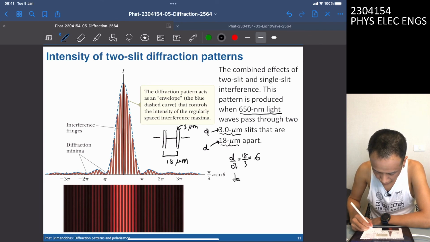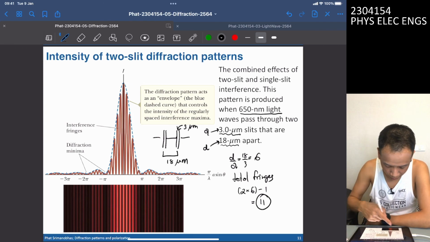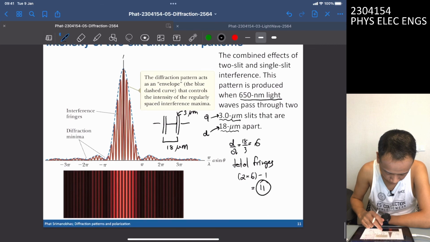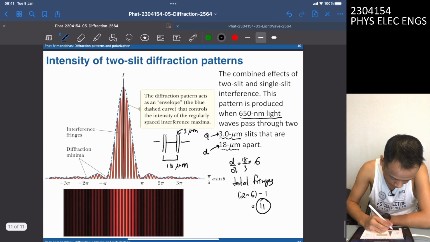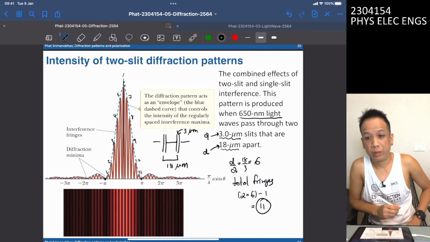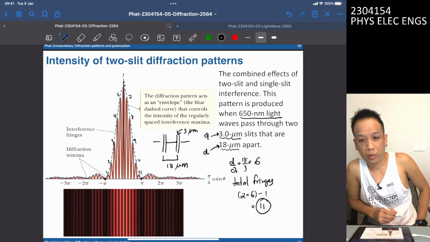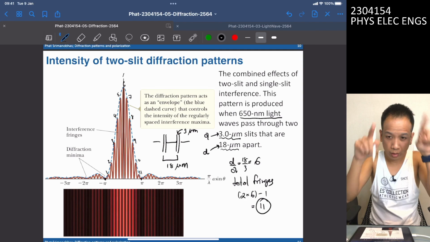Okay, so it means that you're going to have the total fringes 2 times 6 minus 1, which is 11 fringes. Okay, and then you can look in the figures. This is what represents the interference diffraction pattern you see, and then you count it. Okay, 1, 2, 3, 4, 5, 6, 7, 8, 9, 10, 11, and then this becomes the first minima. Okay, so now you can describe the substructure under the diffraction patterns.